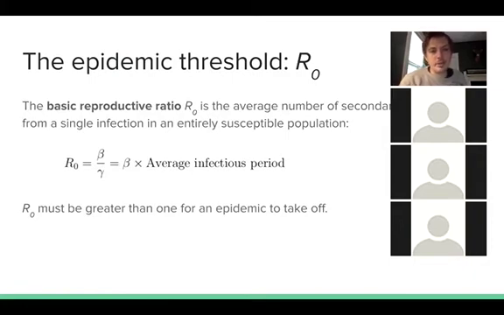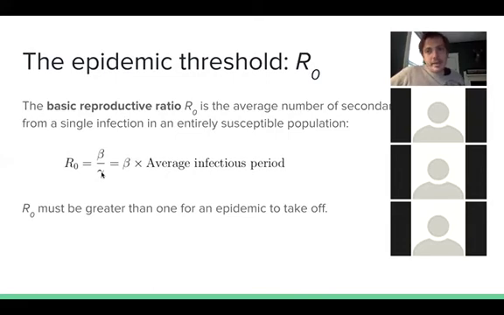So the basic reproductive ratio, again, just to remind you, is the average number of secondary infections caused from a single infected individual in an entirely susceptible population. And so R naught under our simple SIR model is equal to the transmission rate, beta, over gamma.